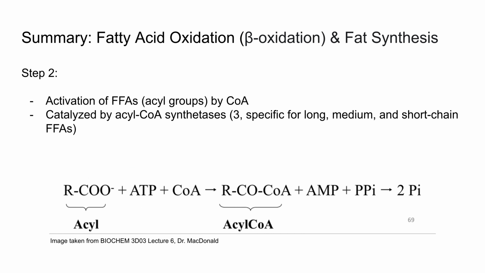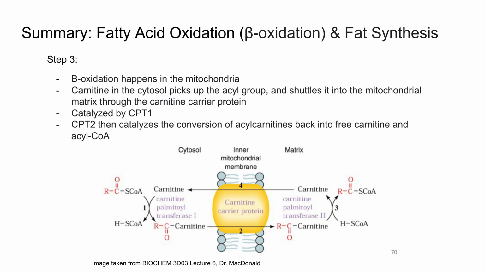From there, these fatty acids need to be activated by CoA by using an enzyme called acyl-CoA synthetases to produce acyl-CoA. There are three acyl-CoA synthetases, and they're specific for long, medium, and short-chain free fatty acids. We have learned in class that beta oxidation happens specifically in the mitochondria, but there's no transporter for acyl-CoA from the cytosol into the matrix.